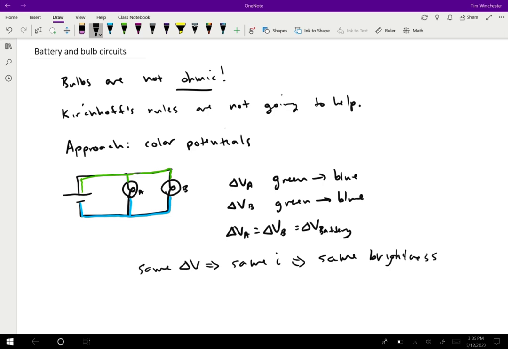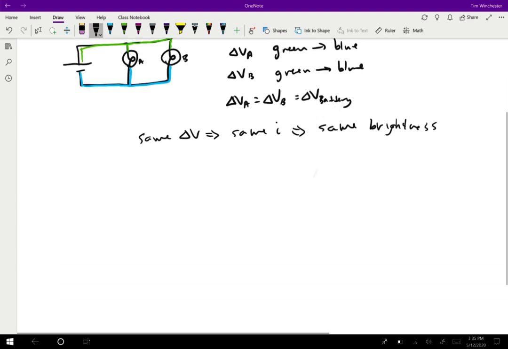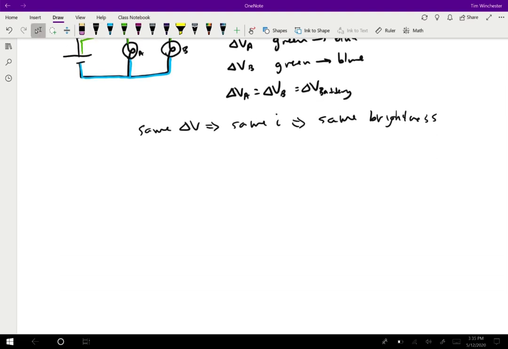Okay, so in some cases it'll be easy to compare the currents through the bulbs. In some cases it'll be easy to compare the potential differences. So depending on exactly what the situation is, you'll want to use both of those tools. Okay, so let me do another one. Let's say that we have a circuit that looks like this. We'll have two bulbs still, but this time they'll be in series. Okay, so A and B.